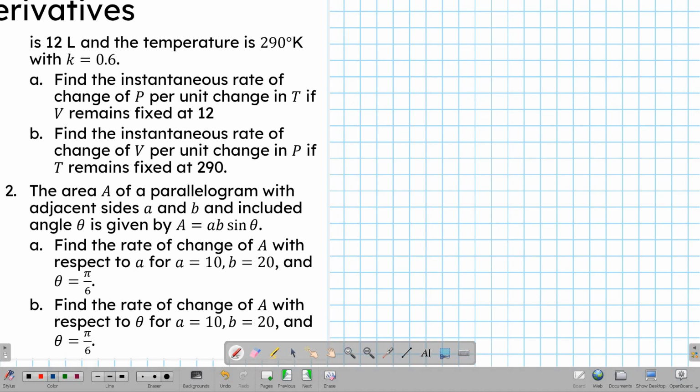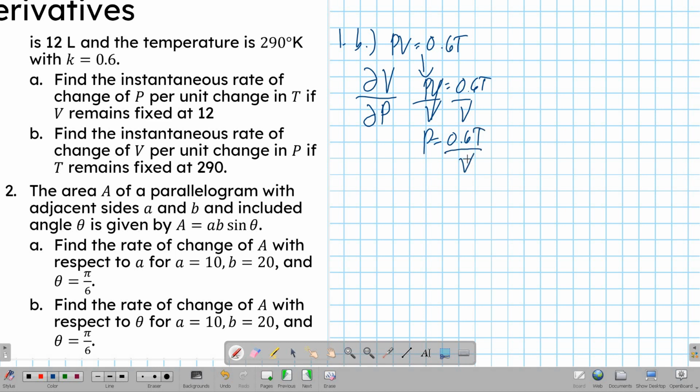Alright, now let's have letter B. Again, we still have PV is equal to 0.6T. That's the original equation. And then we're now looking this time for the instantaneous rate of change in V per unit change in P, which is the partial derivative of V in terms of P. Therefore, if we are to rewrite this equation as P is equal to something V, we do the same, we divide both sides by V. Therefore, P is equal to 0.6 T over V. So there you go.